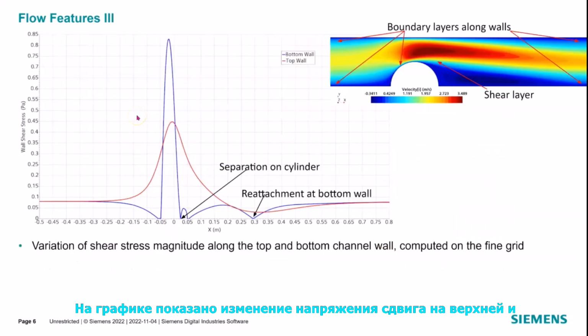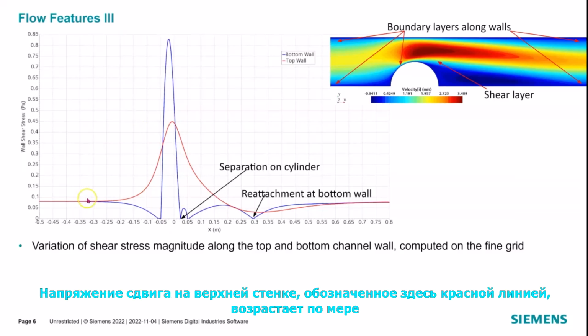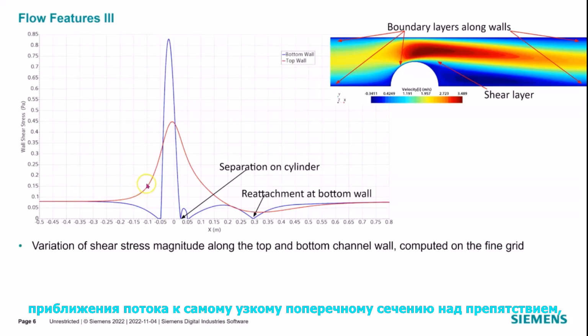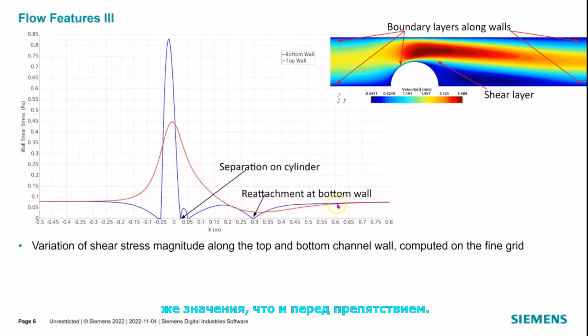This plot shows the variation of the shear stress along the top and bottom walls computed on the fine grid. The shear stress at the top wall, here denoted by the red line, increases as the flow approaches the narrowest cross-section above the obstacle, where it is about 5 times higher than in the straight channel. Thereafter it reduces below the level of the undisturbed channel flow, and then recovers again to attain at the end the same value as in front of the obstacle.